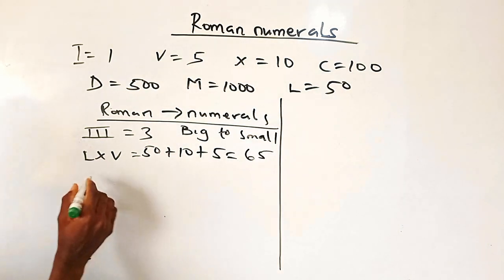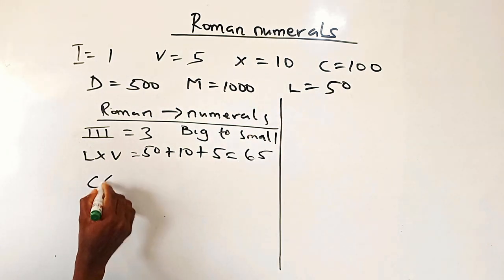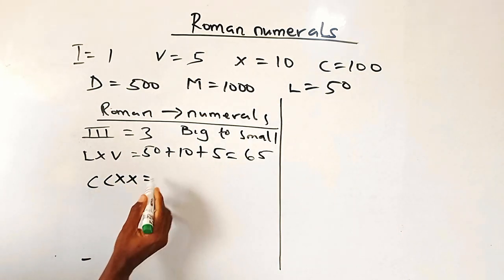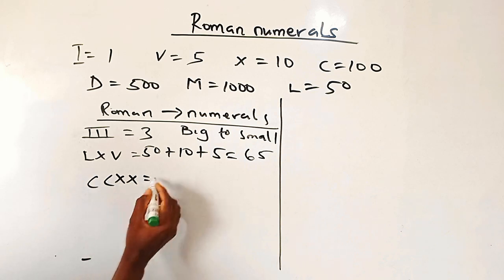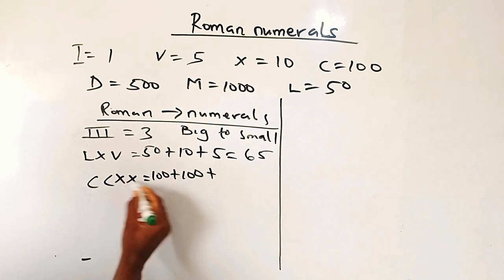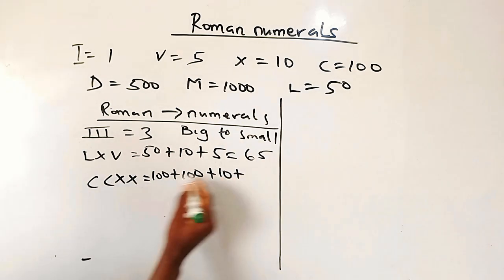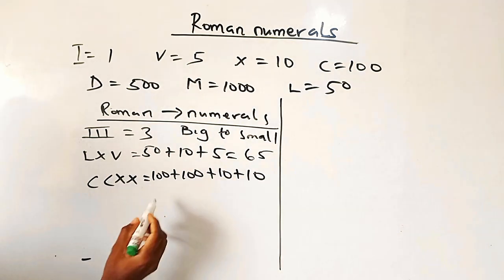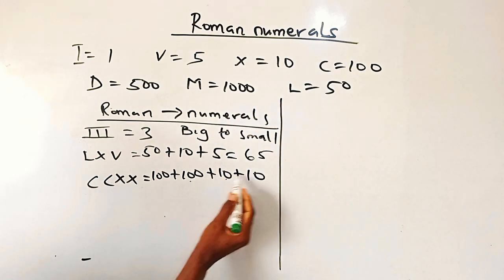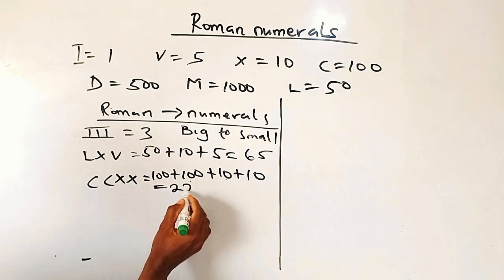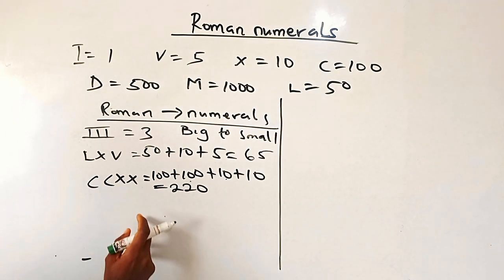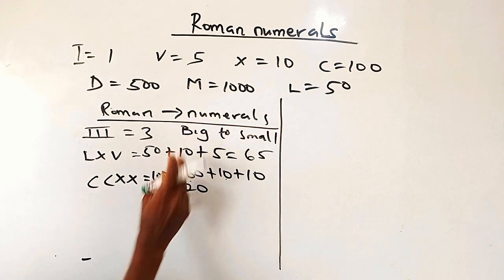When you have a number like CCXX, we can separate this. We have C to be 100, another C to be 100, X to be 10, and another X to be 10. So when we add this, 100 plus 100 is 200, plus 10 plus 10, we have it to be 220.